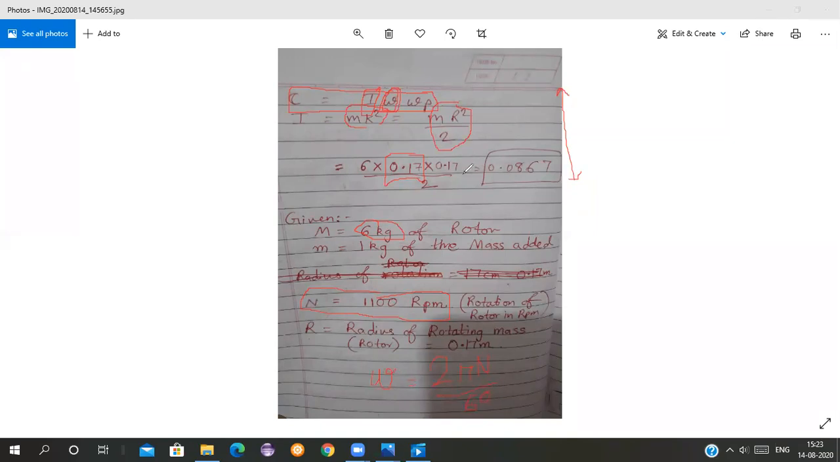Then omega p. I have to find out what omega p will be. Omega p will be theta upon time. That is the angular velocity of precession. So what is the angular velocity of precession? The velocity by which the rotor is rotating about the vertical axis.